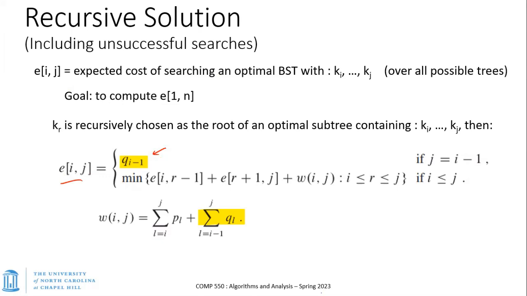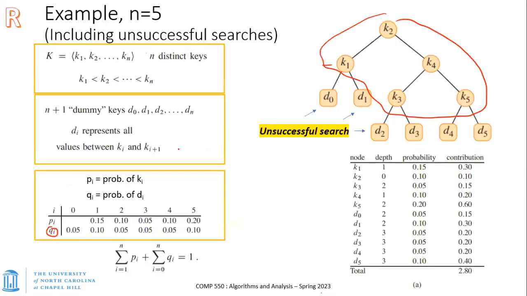I just want to show this to you in case you look at the book and you say, well, the book's equations are very different from my equations. Well, the reason is because I've simplified it and I've assumed that all of these Qs are basically equal to 0. Okay, so I'm assuming that none of these unsuccessful searches are valid searches, and they all have 0 probability.